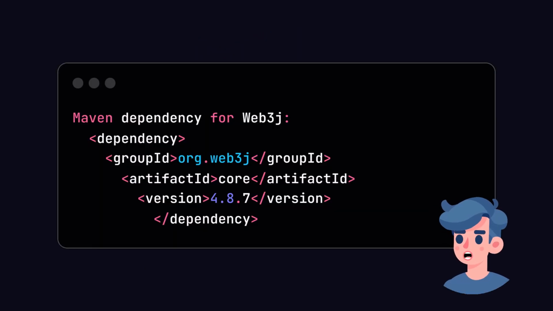Now, let's set up our development environment. Make sure you have Java installed on your machine. You will also need a blockchain library. For this tutorial, we will be using Web3j, which is a lightweight Java library for integrating with Ethereum blockchain.